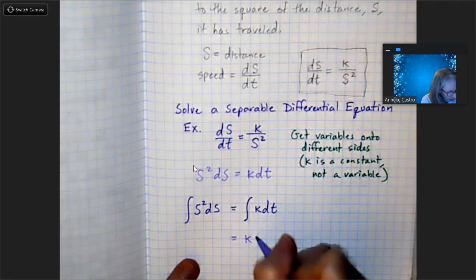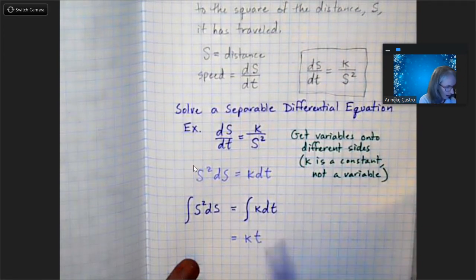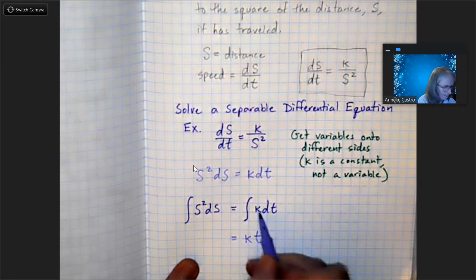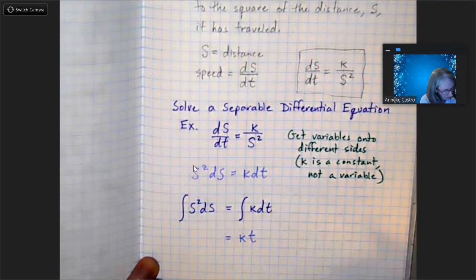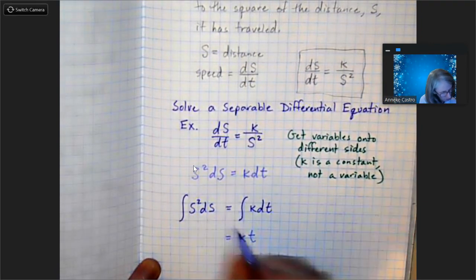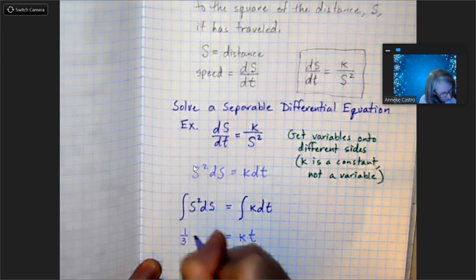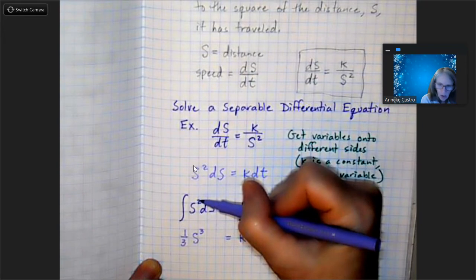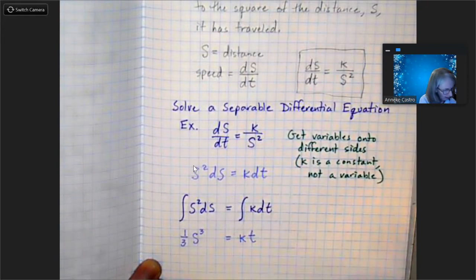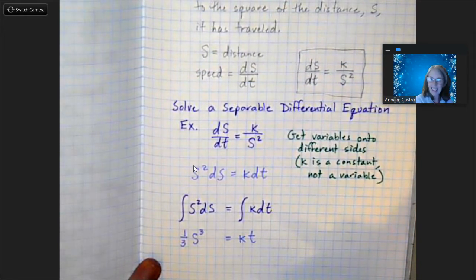And remember, you can always go backwards to make sure you're doing it right. What's the derivative of kt? If I take the derivative of this, it would just be k. Bam, there it is. Here I have s squared. The antiderivative of that would be 1/3 s to the third, because I add 1 to the exponent and then multiply by the reciprocal of that new exponent. Since this is an indefinite integral, I would then have a plus c, a constant of integration.